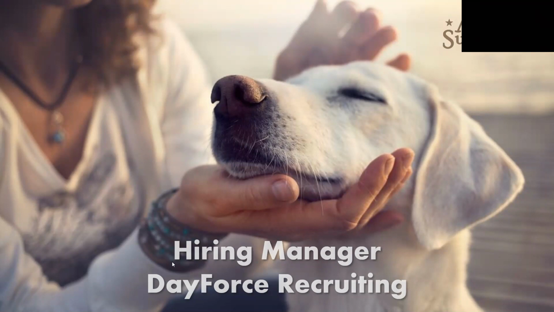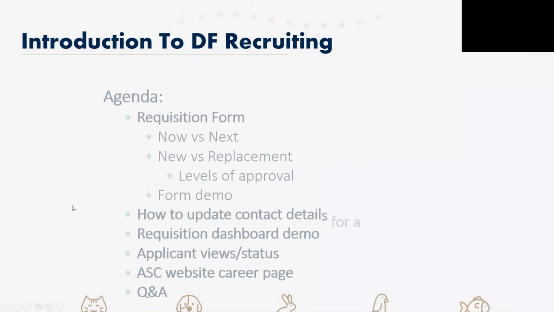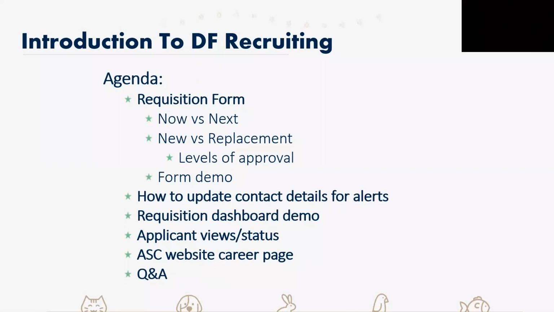So I want to review the agenda for today's demonstration. We will first look over the requisition form. So what do we do now versus what we're doing next? And then some of the pieces on the requisition form that are important, such as new versus replacement, so justification for the position type, the levels of approval, then the form demonstration.